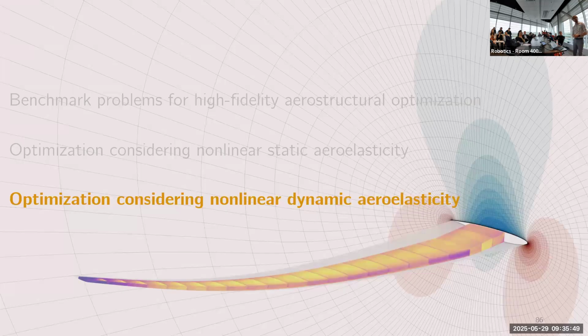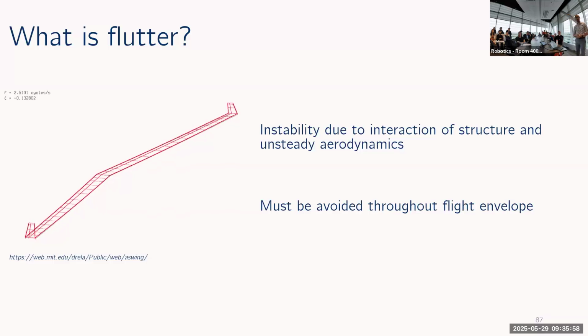All right, so now we can move on to considering geometrically nonlinear dynamic aeroelasticity in these optimizations. Specifically, I'm going to be talking about flutter. Flutter is basically the onset of unstable oscillations that occur due to the interaction of the natural vibration modes of a structure with unsteady aerodynamics. Unlike a typical vibration mode of a structure that would just die out over time, when we get flutter onset, these aeroelastic modes will grow exponentially and can eventually cause catastrophic failure. So again, we have to avoid this throughout the flight envelope.